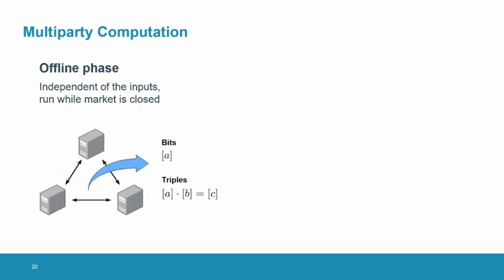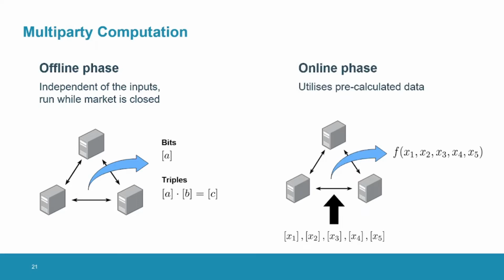In the MPC protocol we will be using, there's both an offline phase and an online phase. In the offline phase, we do some computations that are independent of the inputs, so we can run it while the market is still closed. And as an output, we will get these two data types, the bits and the triples.